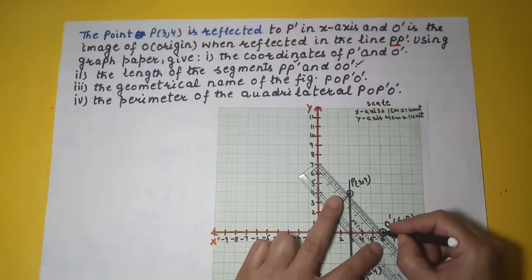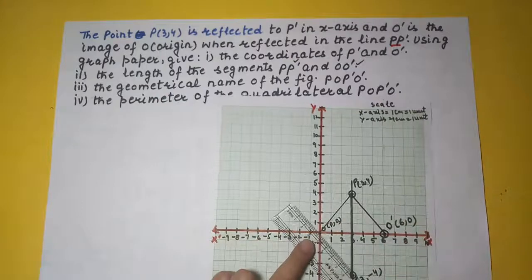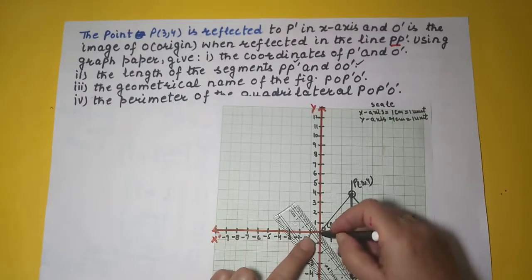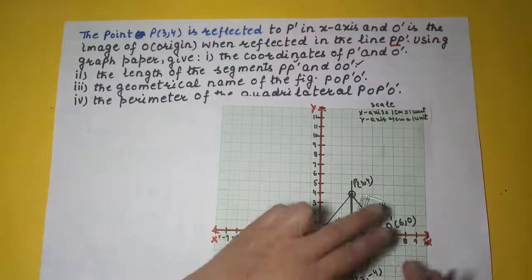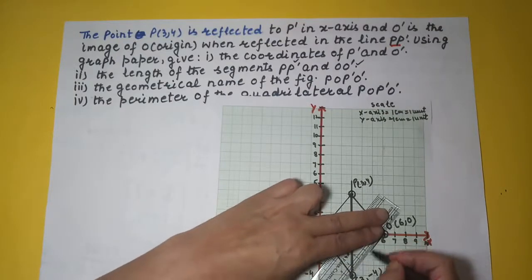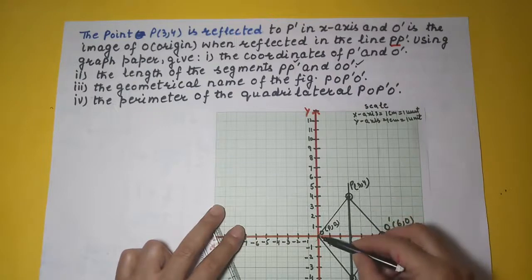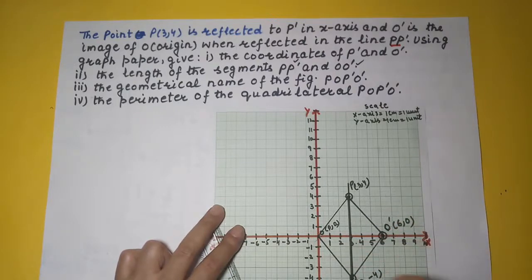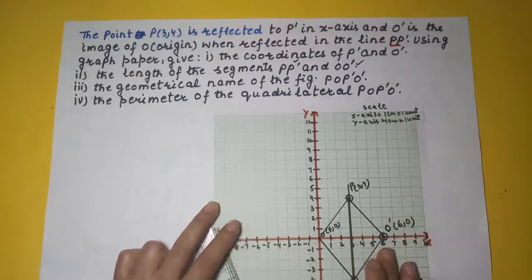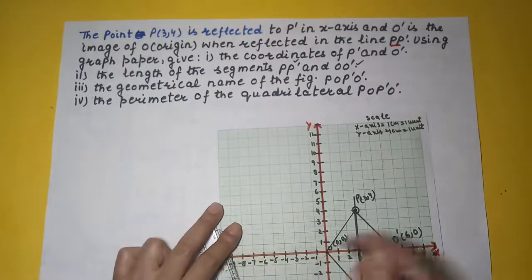So this becomes my quadrilateral P O P dash O dash, right? This is P dash, fine. And then he's asking, what is the geometrical name of this figure?